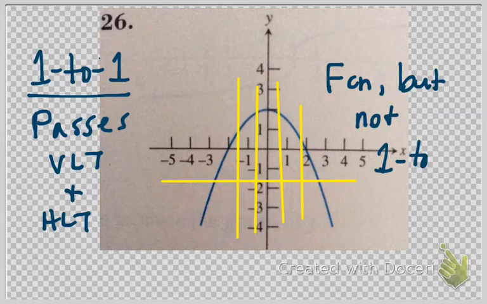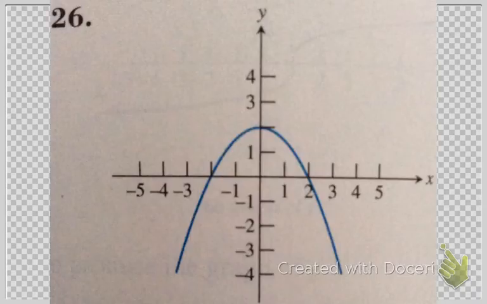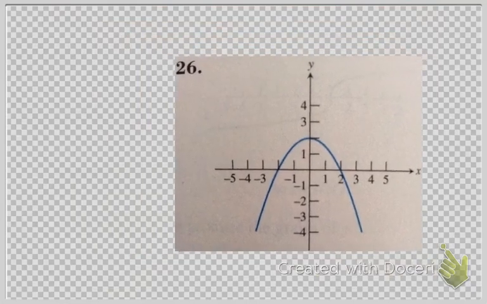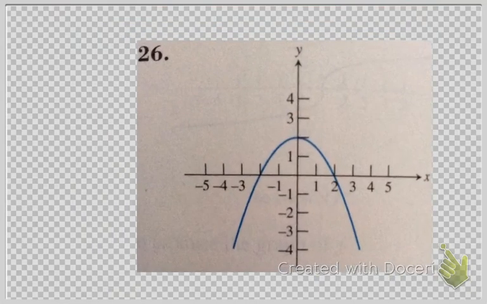Now the directions said that if it is one-to-one, you should draw the inverse. But we're going to go ahead and play with this graph just so you can see how you would draw it if it was one-to-one. So to do that, let me bring in that picture one more time and play with it for a sec.